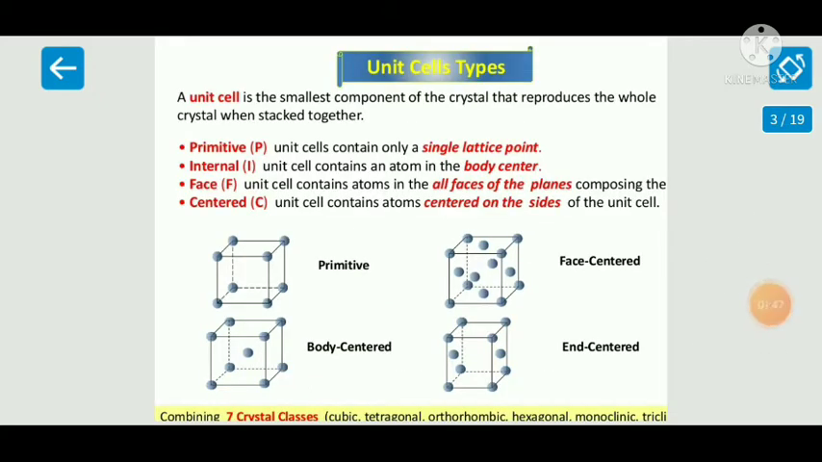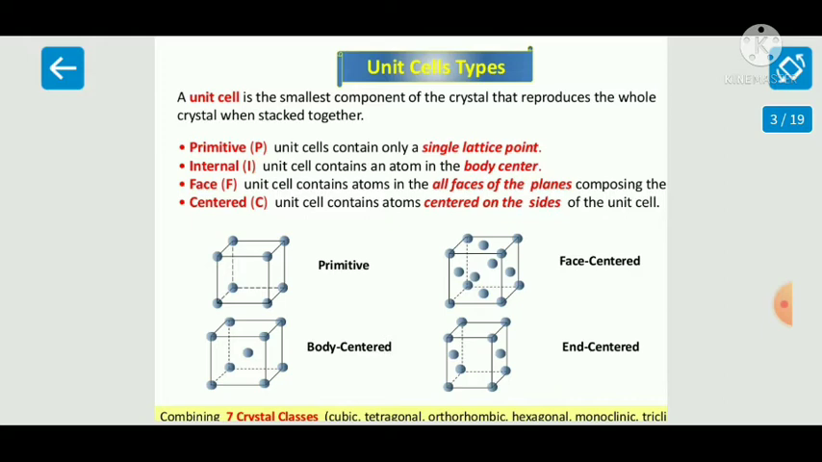Now the unit cell types. A unit cell is the smallest component of the crystal that reproduces the whole crystal when stacked together. See in this picture: primitive is simple cubic, body centered, face centered, with atoms at the centers of the faces, and end centered. The 7 crystal systems are cubic, tetragonal, orthorhombic, hexagonal, monoclinic, and triclinic. So these are the crystal shapes and crystal structures.